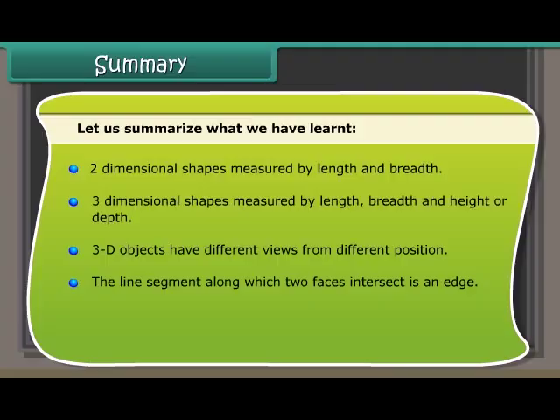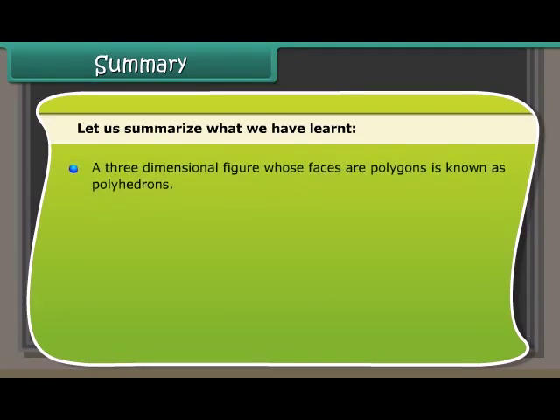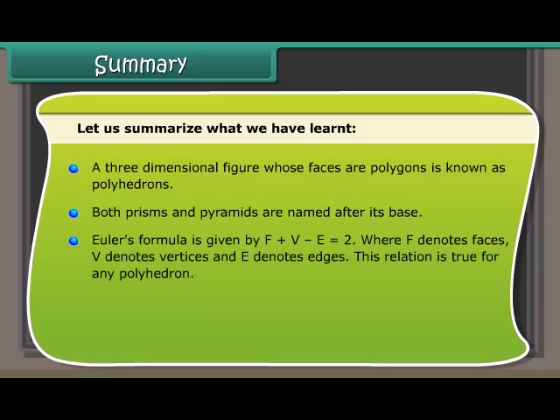The line segment along which 2 faces intersect is an edge. The points at which 3 or more faces meet are called vertices. A 3-dimensional figure whose faces are polygons is known as a polyhedron. Both prisms and pyramids are named after their bases. Euler's formula is given by F plus V minus E is equal to 2, where F denotes faces, V denotes vertices and E denotes edges. This relation is true for any polyhedron.